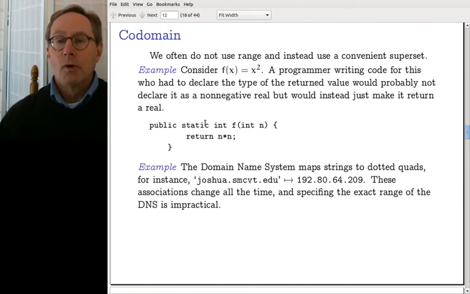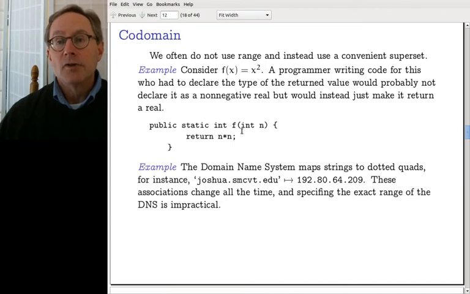This is, I've been told, the Java way to declare a function that squares its integer input. Notice here that I'm returning integer, even though this function doesn't have a range of the integers. It has a range of the non-negative integers. So you probably would not declare that what it returns is a non-negative integer. You probably would just say integer. That is to say, integer is a convenient superset of the range, and because it's convenient, we use that. In that context, we say integer is the codomain.